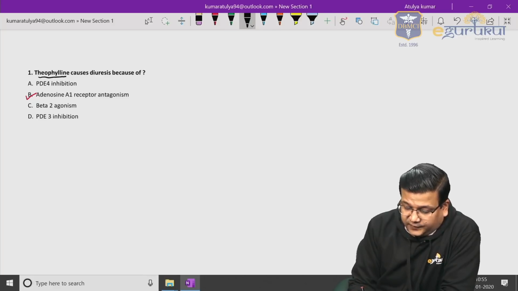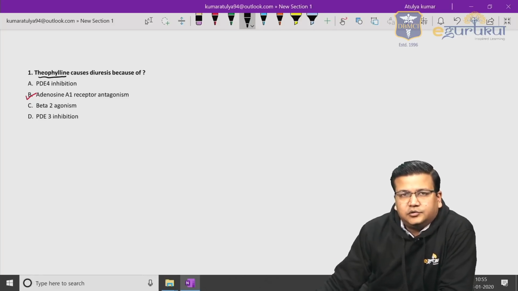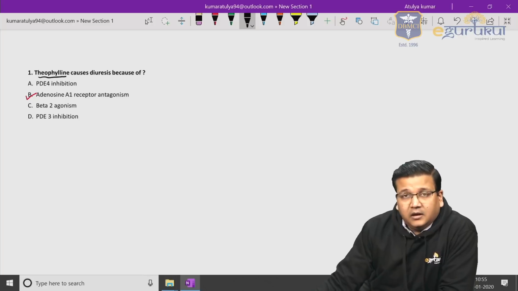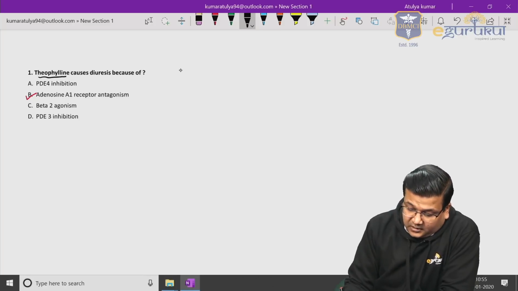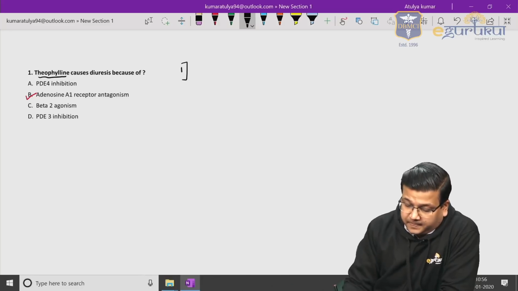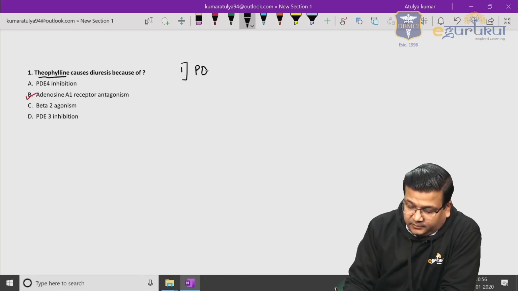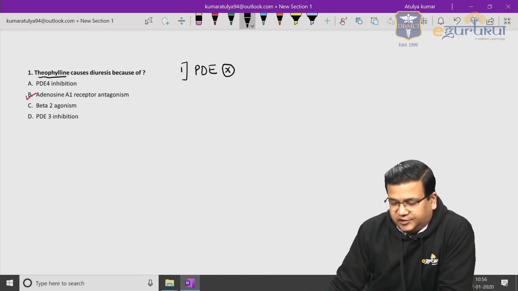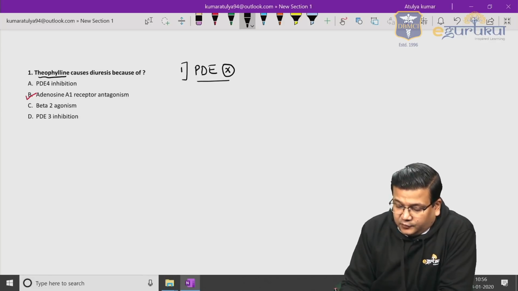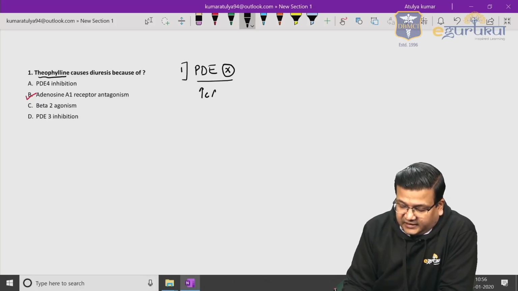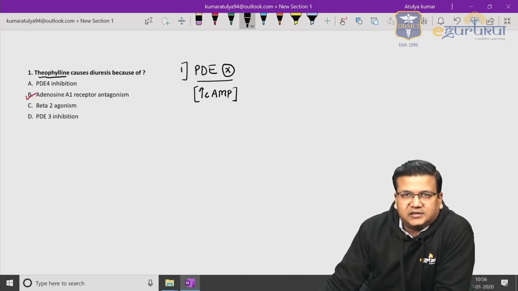Now theophylline, as we all know, is a bronchodilator used mainly in asthma. It has three mechanisms of action. Number one, it will inhibit the enzyme phosphodiesterase, PDE. This enzyme breaks down cyclic AMP. So by inhibiting phosphodiesterase, theophylline would lead to an increase in the level of cyclic AMP. This is the number one mechanism of theophylline, phosphodiesterase inhibition.